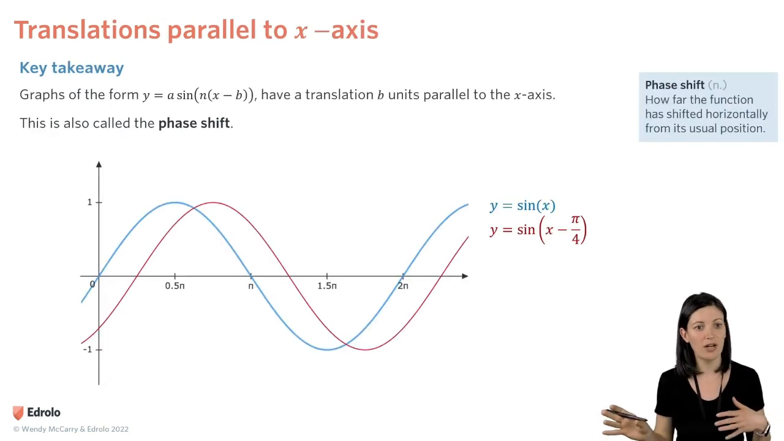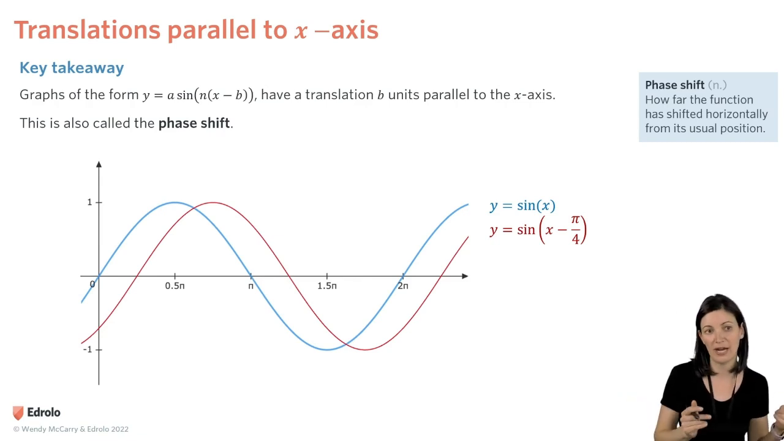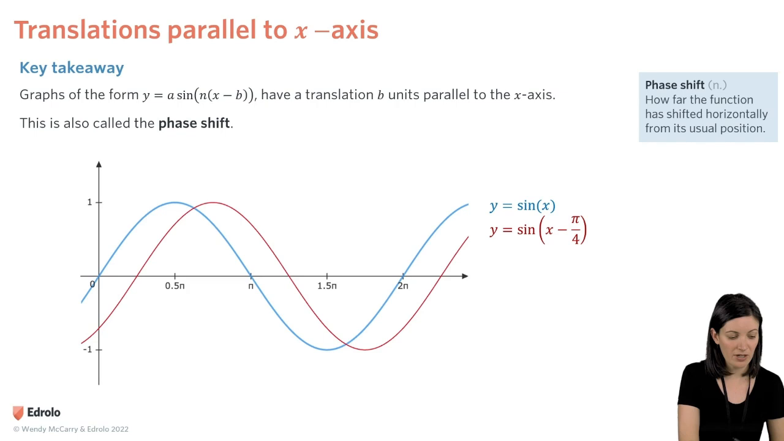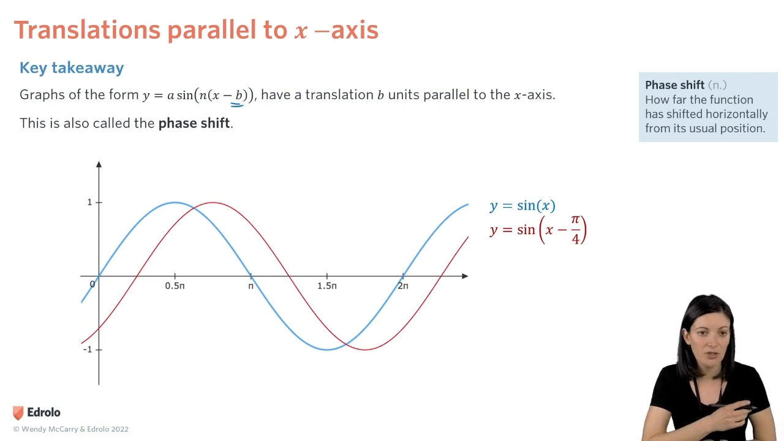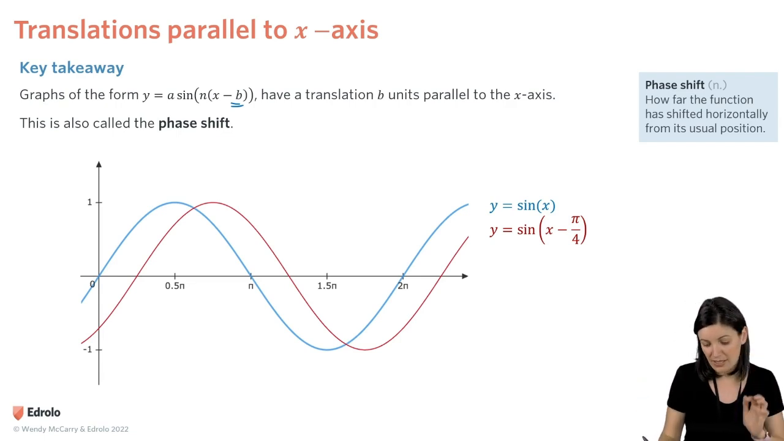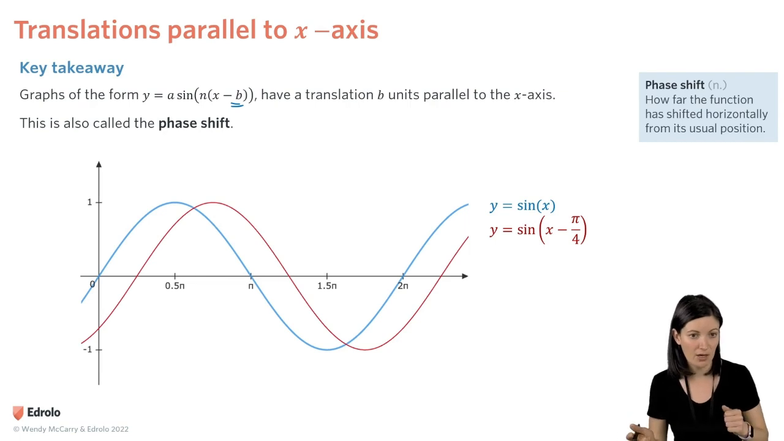Okay, we're first going to look at our translations parallel to the x-axis. So this is if we're moving the graph left or right, okay? So when we have a graph of this form here, where we have sine of nx minus b, this value here, b, tells us about our translation parallel to the x-axis, okay? Now, it's really important to keep it straight here, that if I have something like this equation here, x minus pi on 4, that is a translation to the right by pi on 4 units.